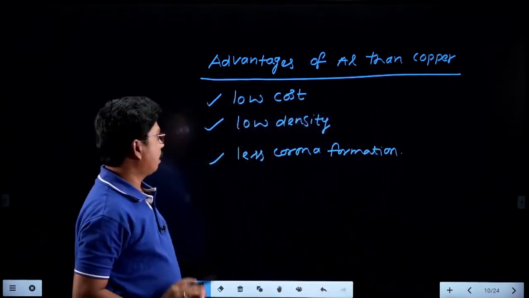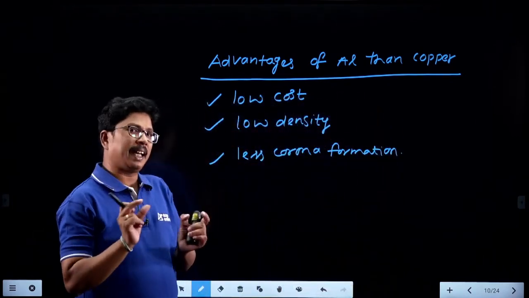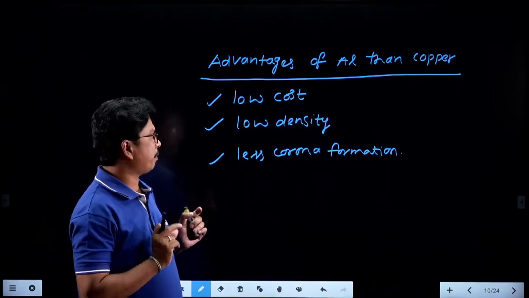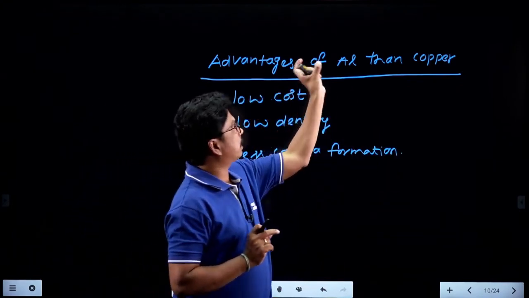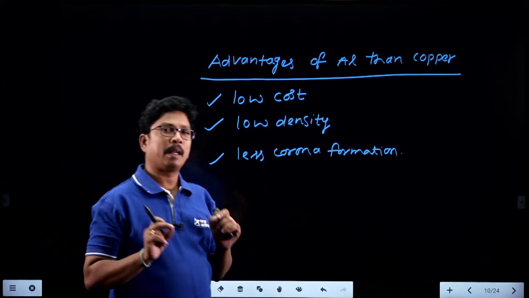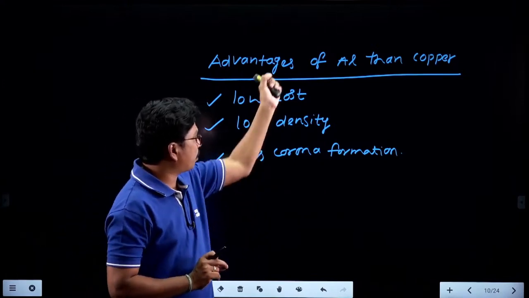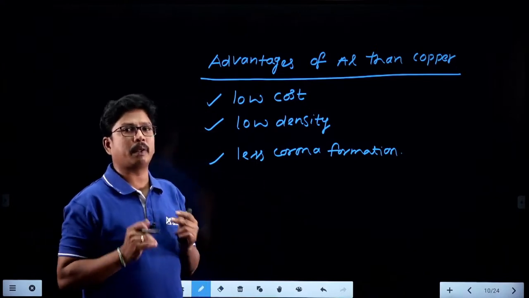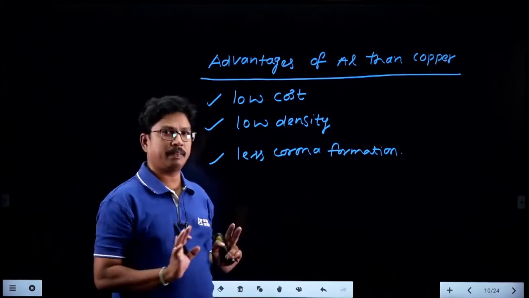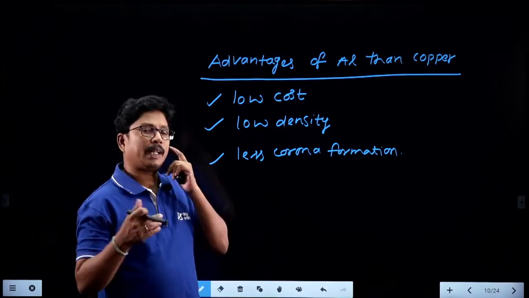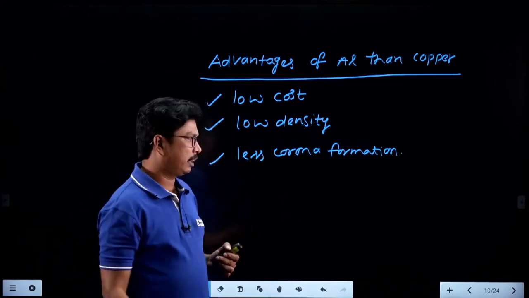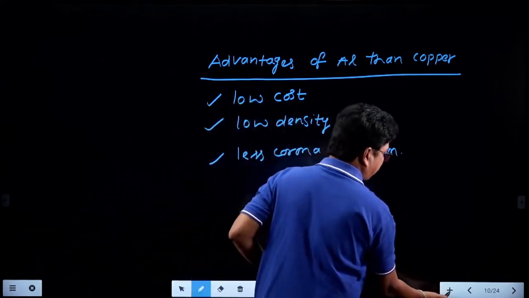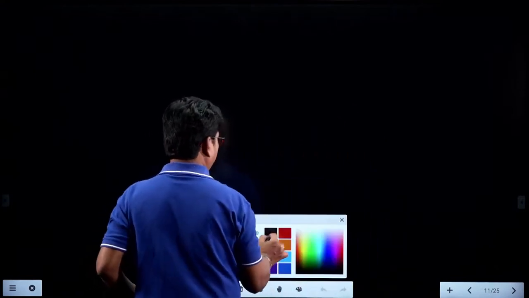Right? So if you want to take the same resistance from an aluminum conductor and a copper conductor, the corona formation on the aluminum conductor is less than that of the copper conductor. So these are the major reasons why you are preferring aluminum conductor over copper conductor. Now tell me, what is the classification of conductors?